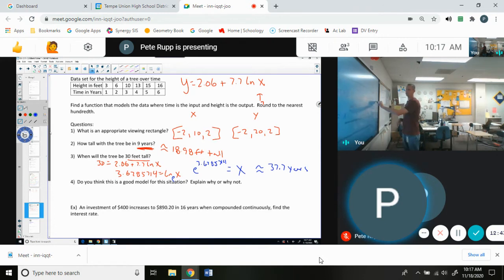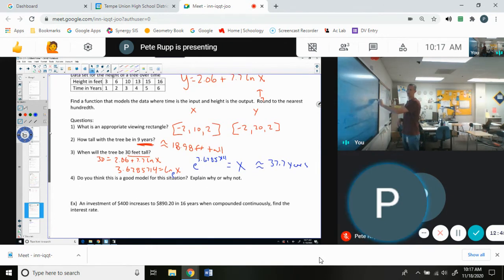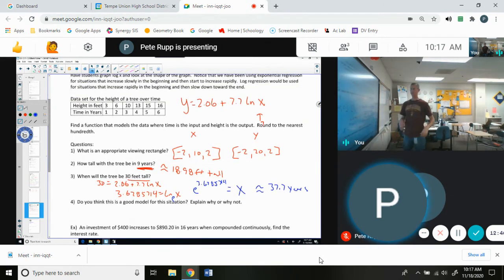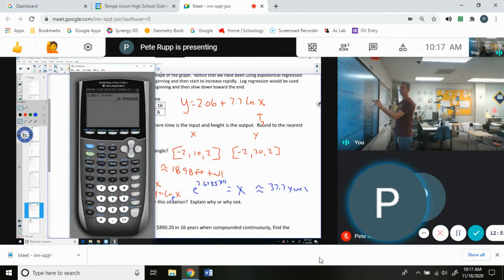So is this a good model for the situation? Why or why not? So I want you to think about this, okay? So let's go back to the graph here real quick and see what that graph looks like.